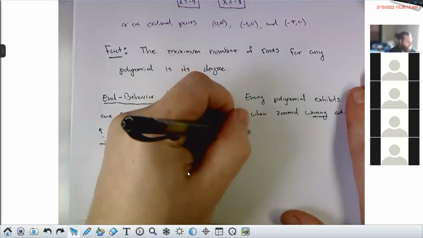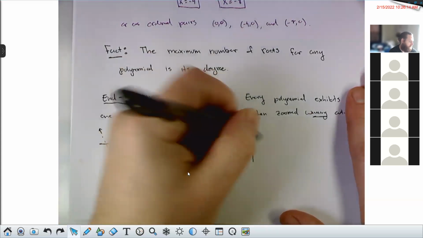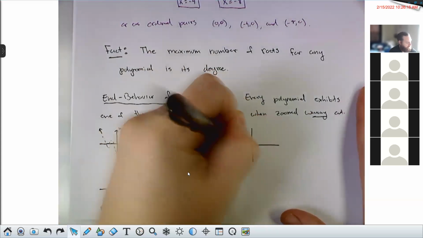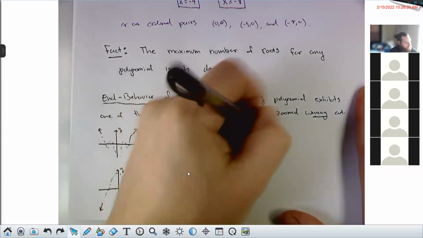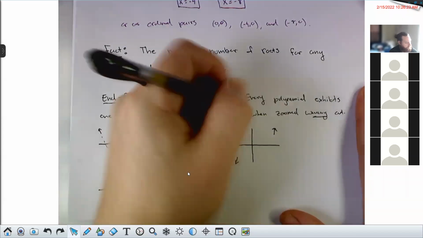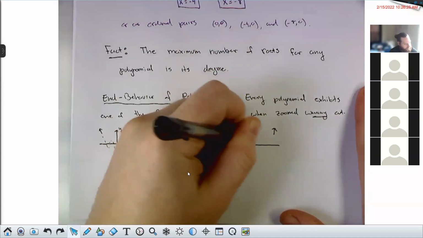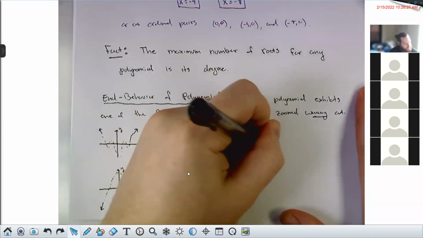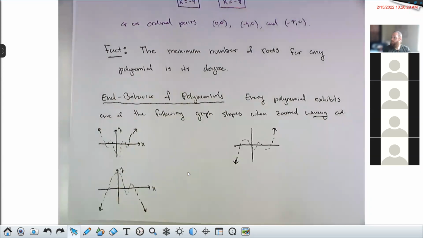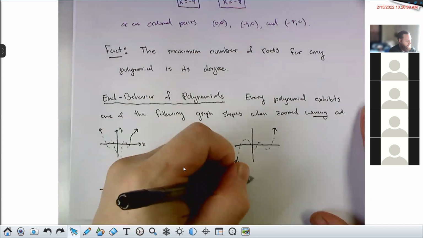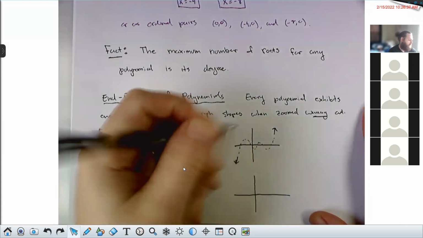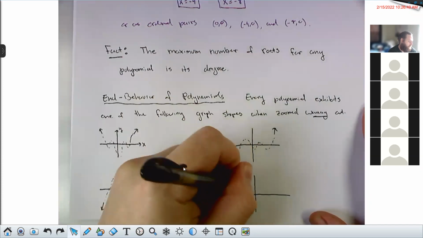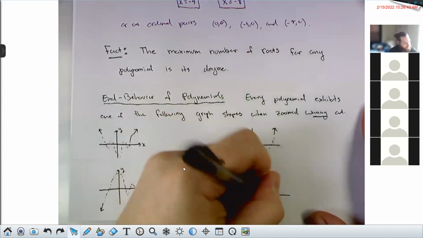The other two possibilities are that the graph, when you zoom way out, points down on the left and up on the right. Again, could do any sort of crazy stuff in here. And then the last possibility is that the graph points up on the left and down on the right.